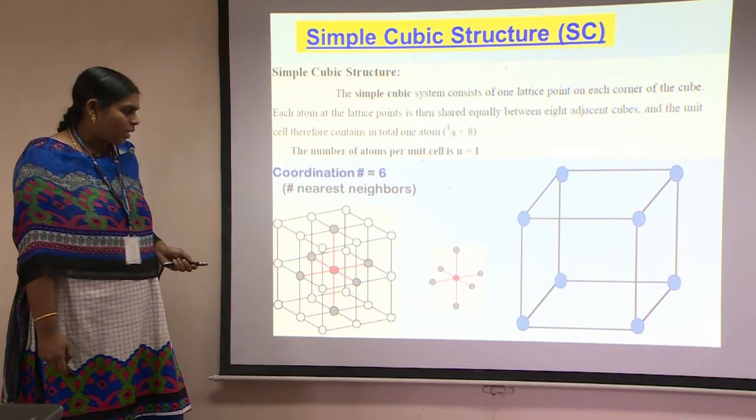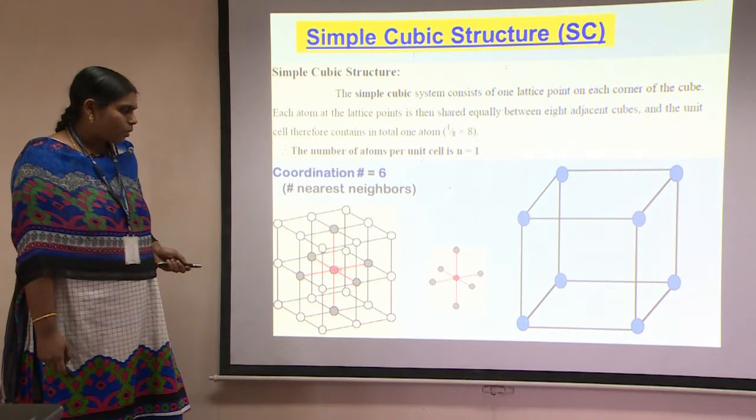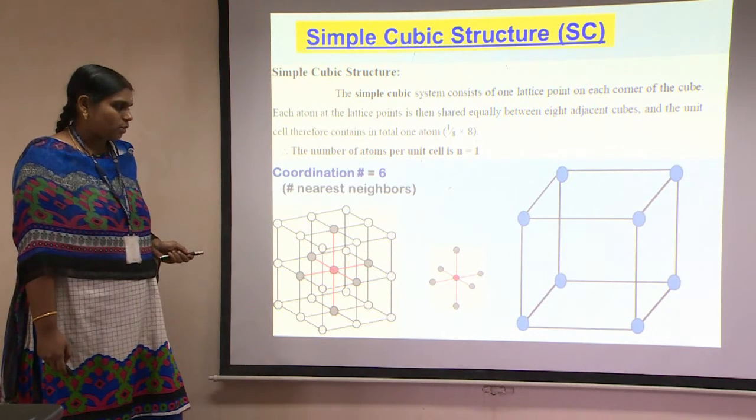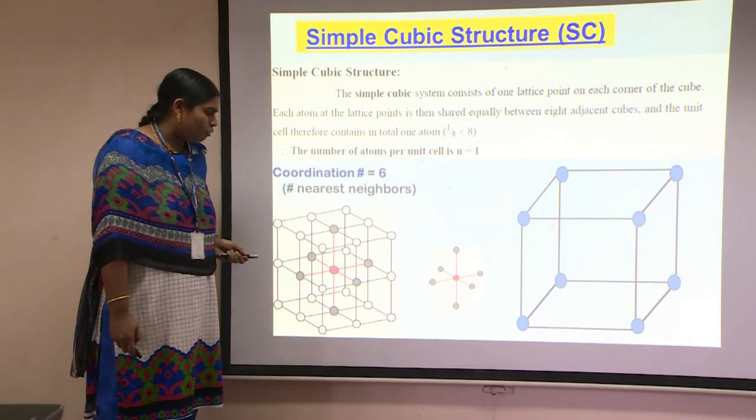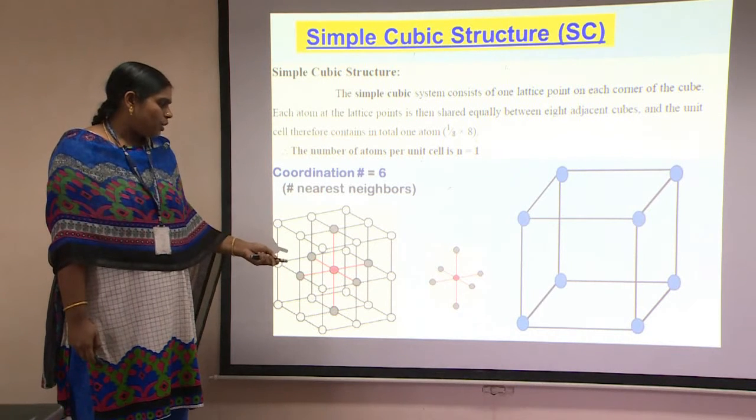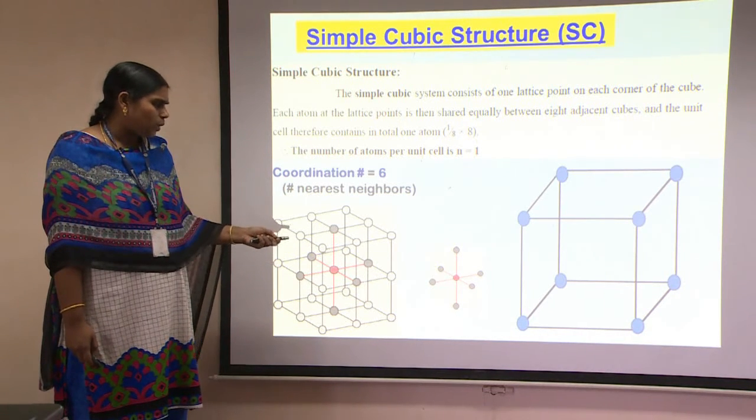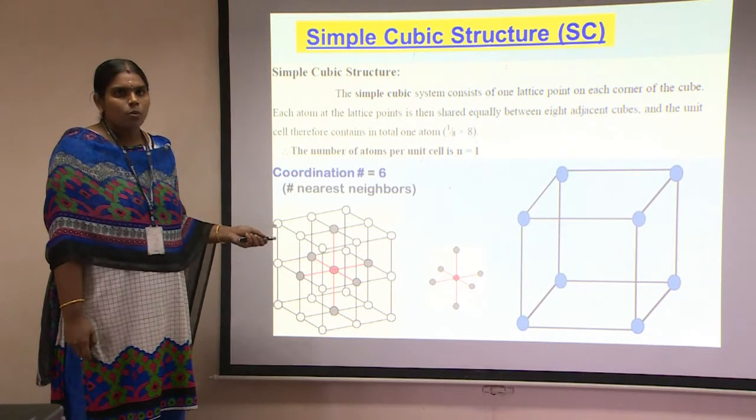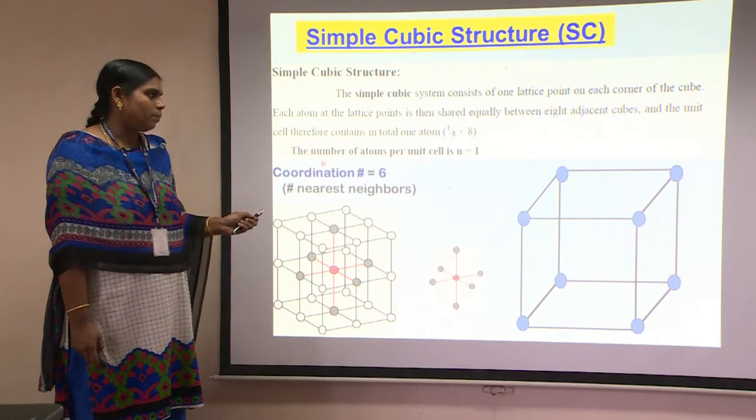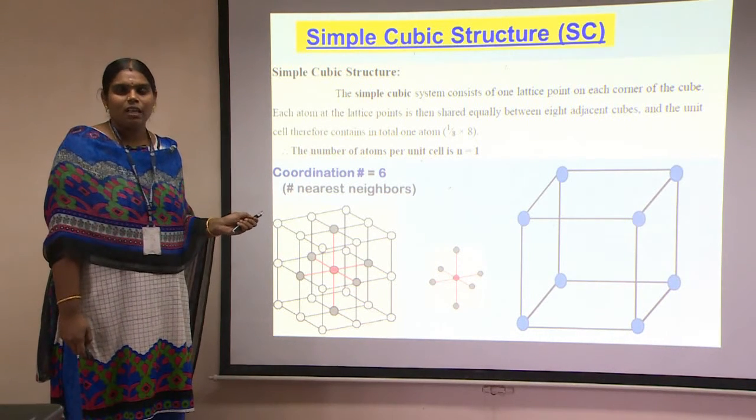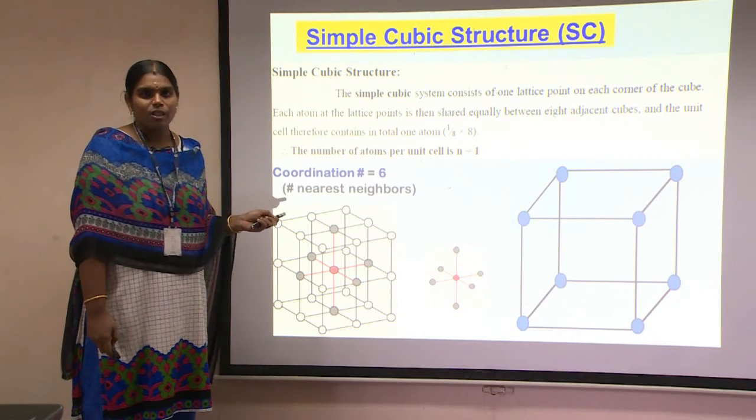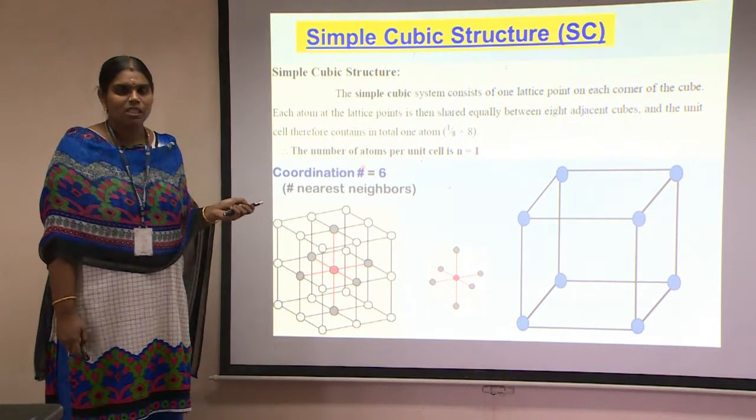We can just count how many red color lines there are. It's 1, 2, 3, 4, 5 and 6. So these are the nearest neighboring atoms for the particular atom considered. We can calculate this coordination number considering not only this atom, we can go for any of the corner atoms. Whatever atom we consider, it is the same, that is 6. So the coordination number is 6, which gives us an idea that a simple cubic structure is not tightly bound, it is not closely packed.